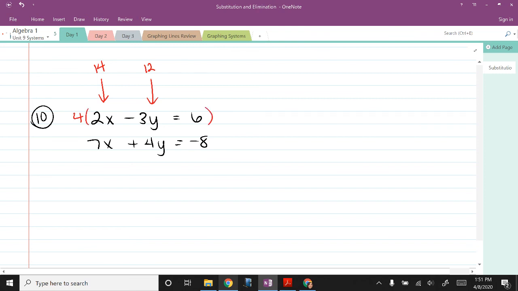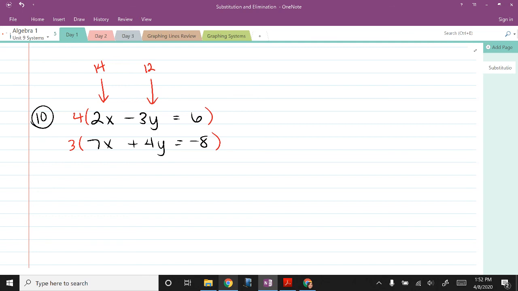And what times 4 makes 12? That's +3. Okay, and again, I'm not going to use a negative to multiply with because they already have opposite signs. So if they have the same sign is when you want to make one of them a negative. But since they're already opposite signs, I don't have to worry about that.